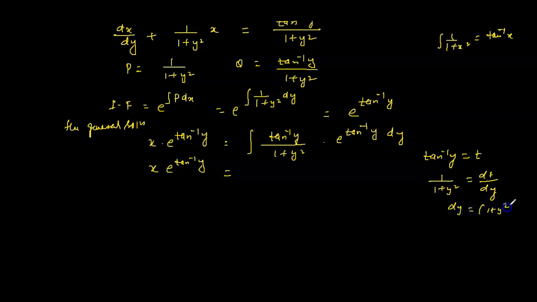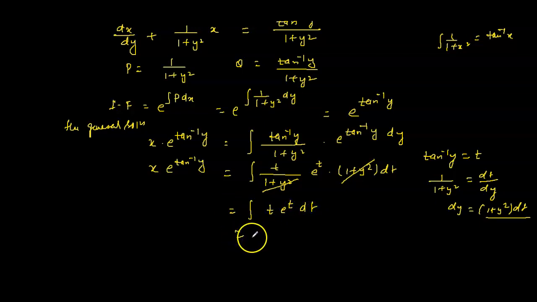Okay. So I didn't understand that part. So this is the substitution. Tan inverse of y I will put as t, divided by 1 plus y square as it is. The e to the power tan inverse of y becomes e power t, and dy is equal to 1 plus y square dt. So this part will get cancelled. So on the right-hand side we get t into e power t, which I can do by integration by parts: t into e power t minus e power t. That is, x into e to the power tan inverse of y is equal to this. Any doubt till here? No, sir.